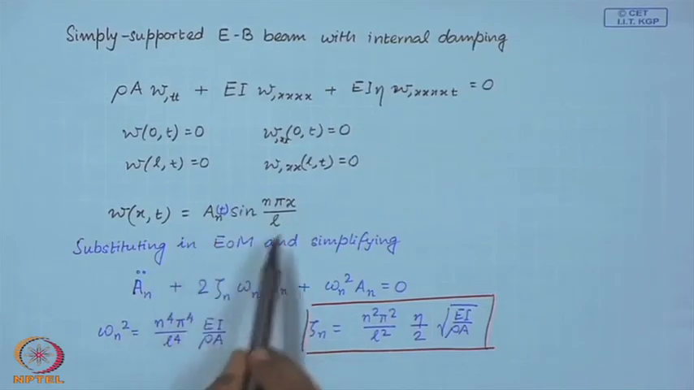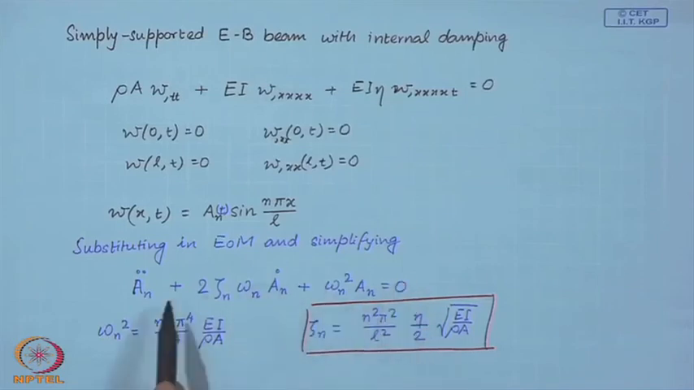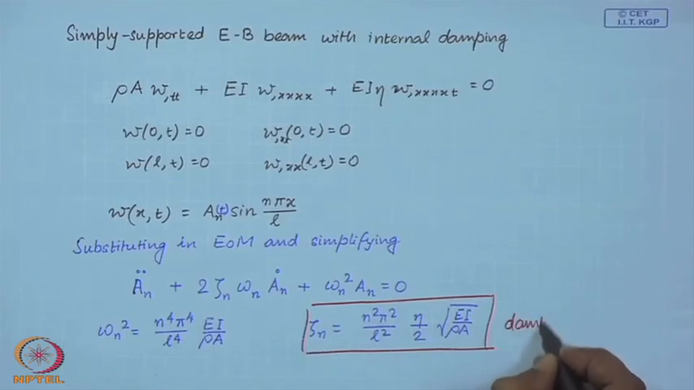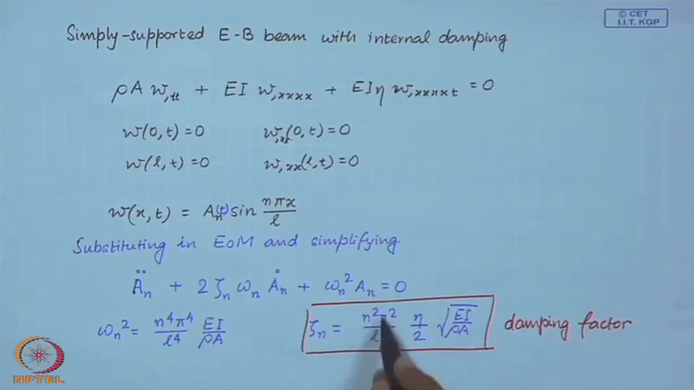So, if you consider that the beam is vibrating in the nth mode, then the modal dynamics is governed by this equation, where the natural frequency is as expected, but there is a damping factor which we find is proportional to n square. So, the higher the mode, the higher will be the damping factor, which means that the higher modes get effectively damped because of internal damping.